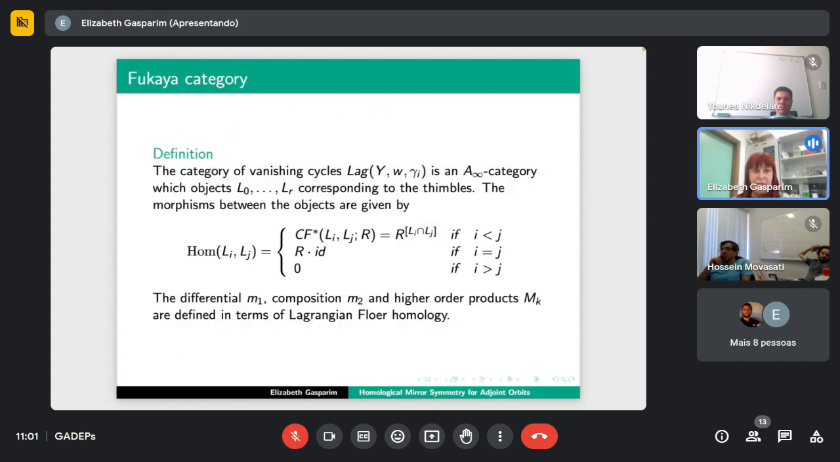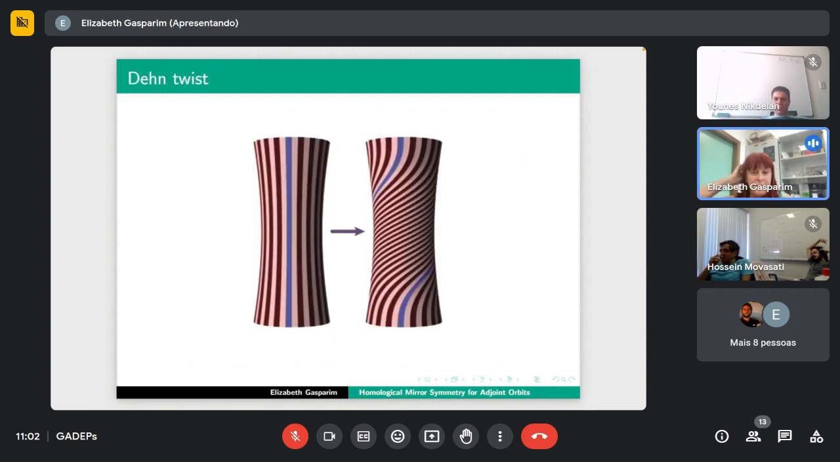Here's the actual definition of the Fukaya category, which I'll then explain by picture. So the category of vanishing cycles will be such that the objects are thimbles, and the morphisms, I'm just writing it down here, but they come from Lagrangian Floer homology, which I will explain by picture, because otherwise it's long, and the picture is anyway convincing and useful for us. So you see what the Floer homologies will be. Here's a Dehn twist picture.